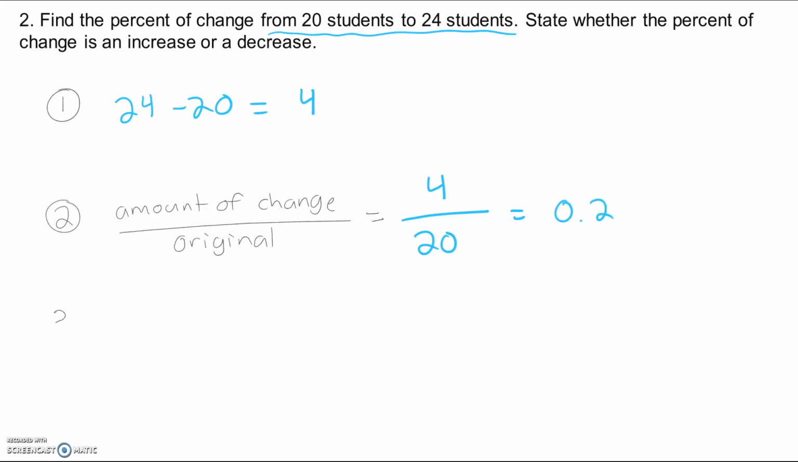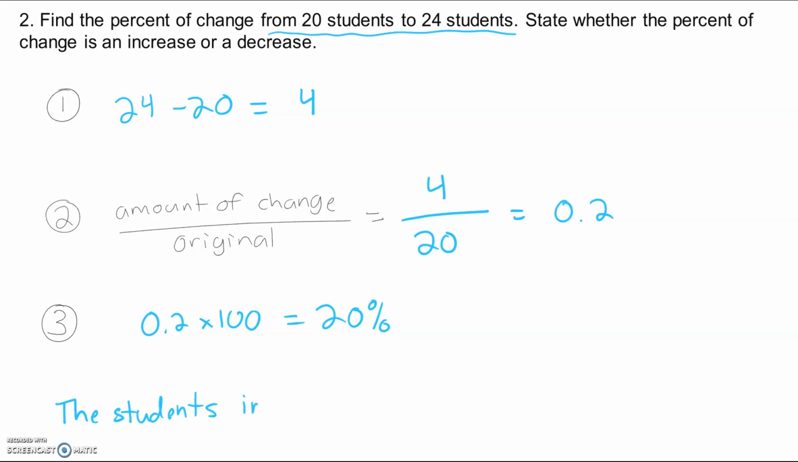And then step 3 is just convert that into a percentage. So 0.2 times 100 is going to give me 20%. And then our last piece is we want to answer our question. So the students, and then did we increase or decrease? 20 up to 24 is an increase. So students increased by 20%.